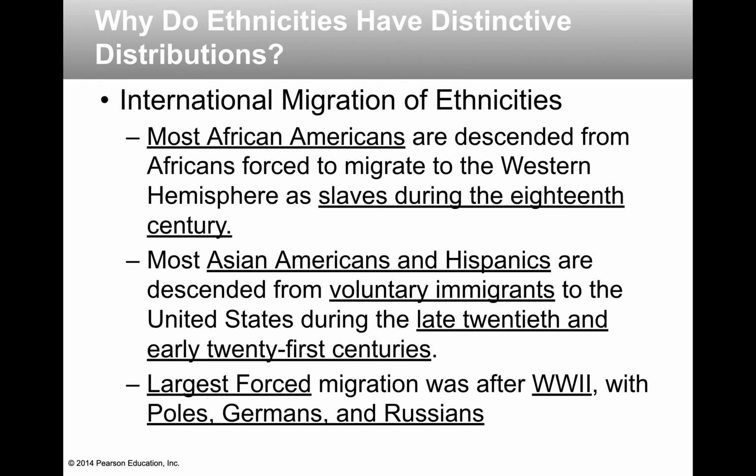However, it's important to keep in mind that when we look at Vietnamese in the 1970s, it was forced persecution, and then also in the last half of the 20th century, Cubans were forced out as well because of persecution, seen as refugees from each of those locations. There was also forced migration after World War II with Poles and Germans and Russians. The losing side of World War II were forced to migrate.